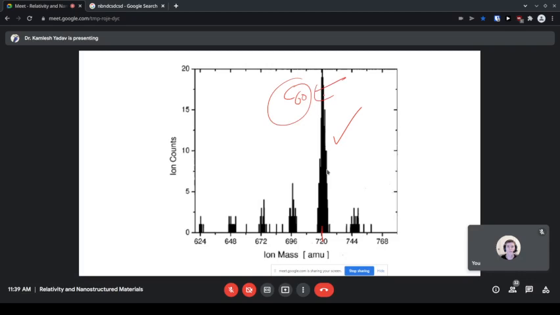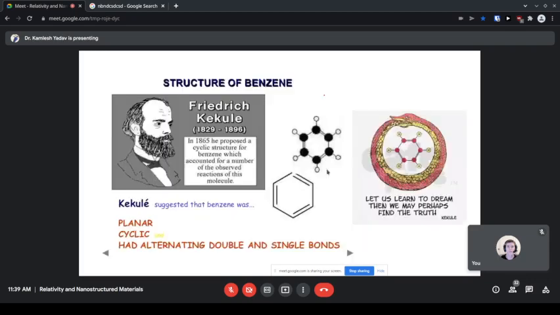The question is why these 60 carbon atoms were forming in that experiment, and what is the structure of this C60 fullerene. They were very puzzled about how to predict the structure of this newly discovered material. But as we know, at the beginning of the discovery of benzene, there was a problem: if you consider 6 carbon atoms combined in a linear chain, that cannot explain the property of benzene.